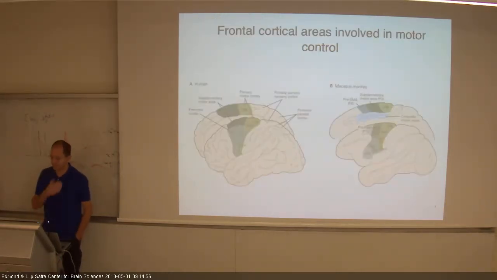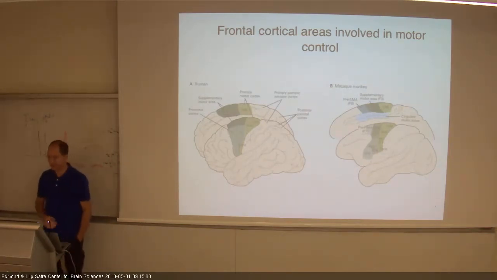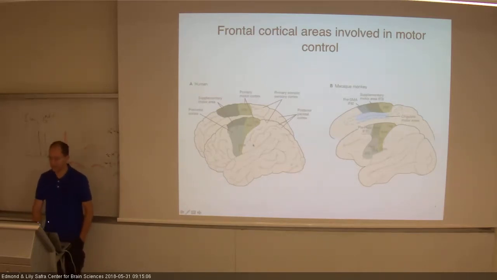Okay, so where is the motor cortex and how is it organized on a very large scale? Here you can see a brain of a human and a brain of a monkey, and there is a lot of homology between the motor areas. So there are, let's say, three main divisions.